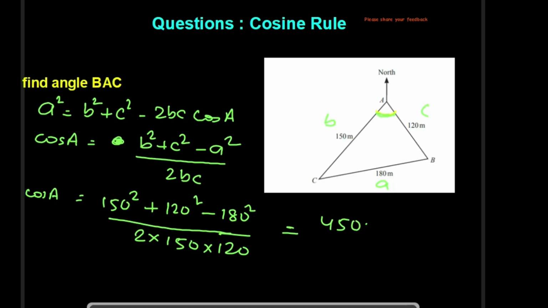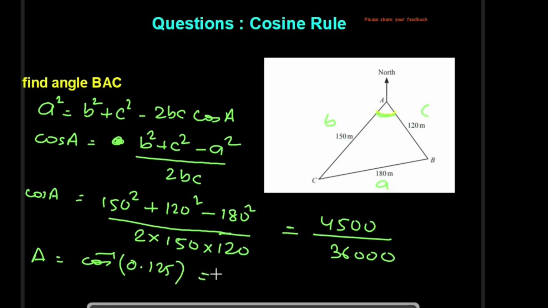When using the calculator, we get 4500 on top, and 2 into 150 into 120 is going to be 36000. We can cancel zeros. So A equals cos inverse of, if I solve this one, 0.125, and the answer is 82.82. Up to 1 decimal, I will write 82.8. So this is my answer: 82.8 degrees is the value of angle BAC, calculated using the cosine rule.